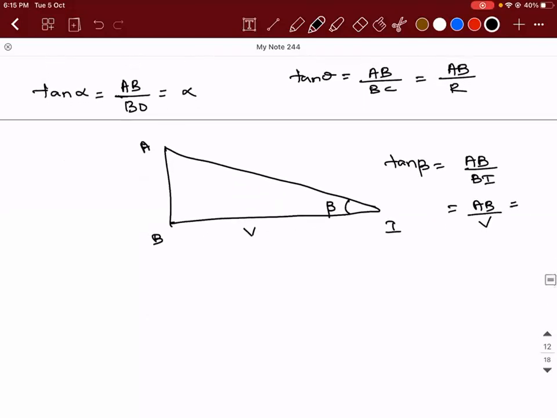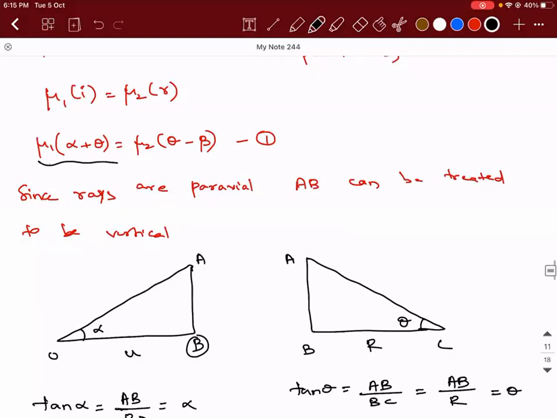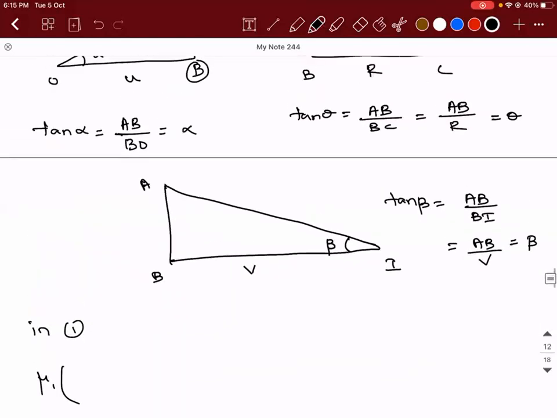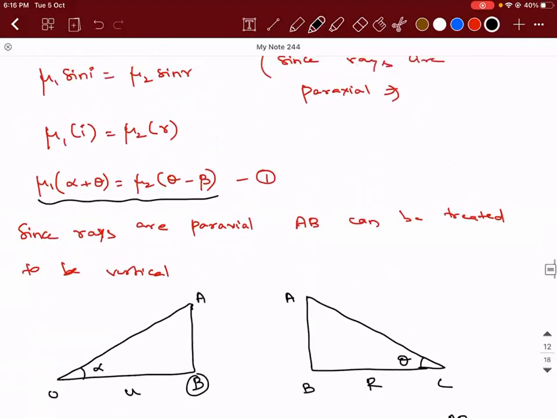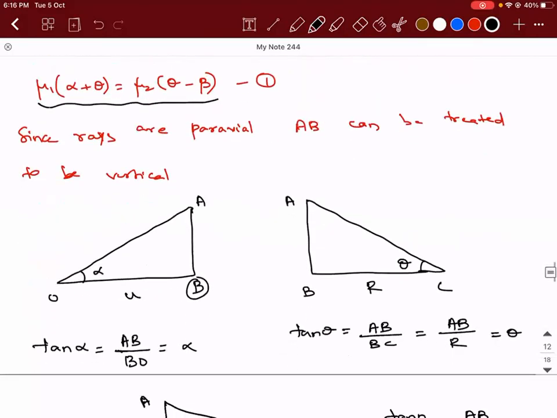Right, which can be approximated to beta, this can be approximated to theta. So substituting all these values in equation 1, what do we get? Mu 1 into alpha plus theta is there, no? So mu 1 into alpha is how much? AB divided by BO plus theta. Theta is how much? AB divided by R is equal to mu 2 into theta minus beta.